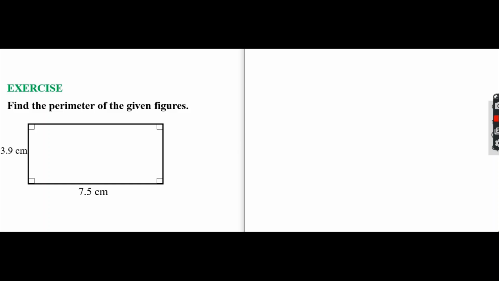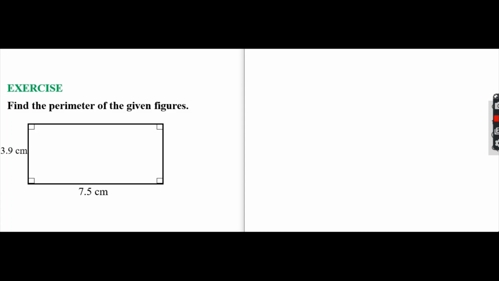We have a tiny exercise to work on before we move on to the more complex part. Not really complex, but let's just brush up on our knowledge of finding the perimeter of the plane figures before we move on to the rest of the lesson.